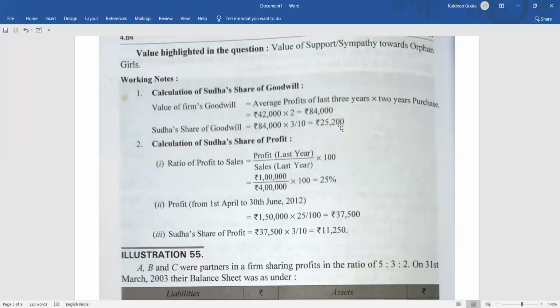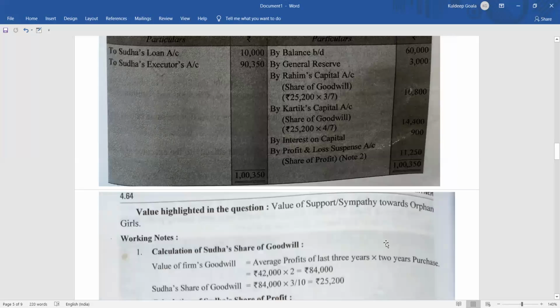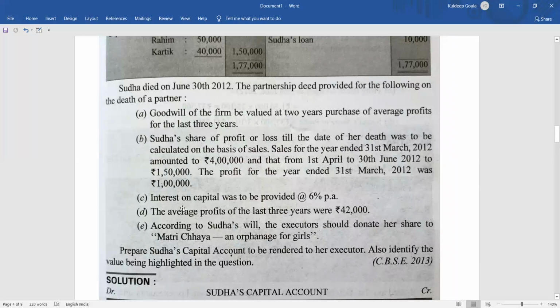Rahim's capital account debit, Karthik's capital account debit to Sudha's capital 25,200. And in case of profit, as I already told you, it will be profit and loss suspense account debit to Sudha's capital account 11,250. Then coming to the third point, interest on capital will be given at the rate of 6% per annum.